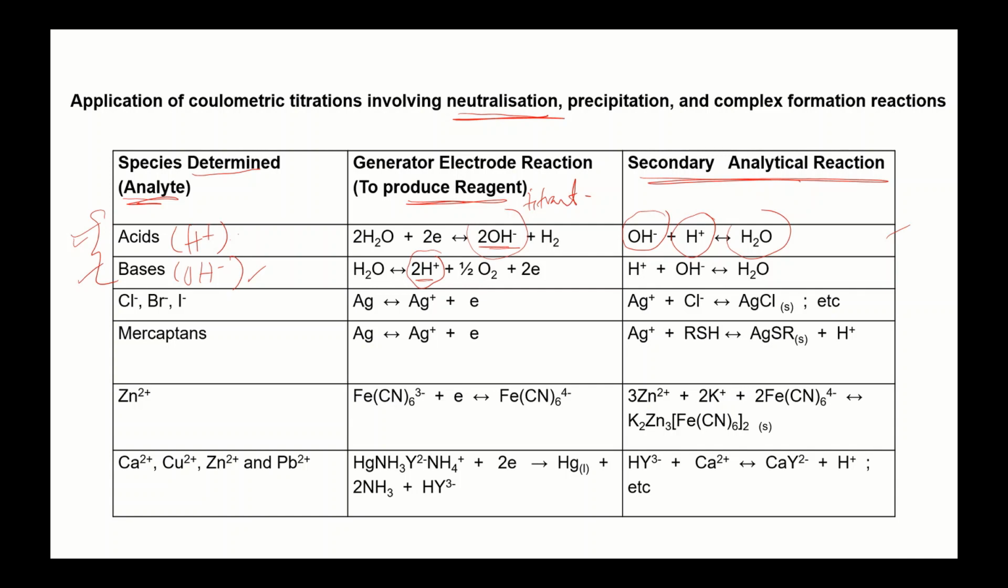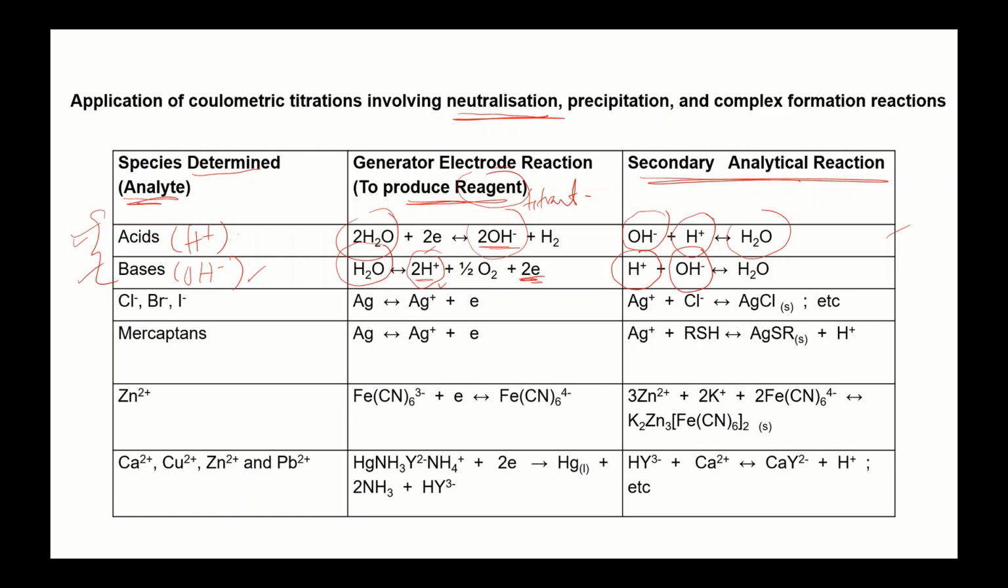So how to generate this proton in situ? You must have a precursor. Okay, this is called the precursor. So this water will oxidize, and release two electrons to produce H plus. So H plus is the reagent. This is the reagent, and this is the analyte. So it will react.